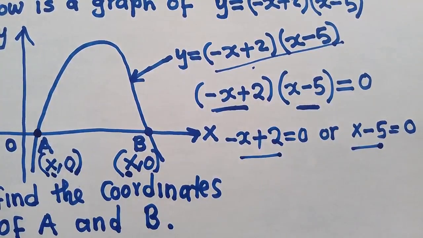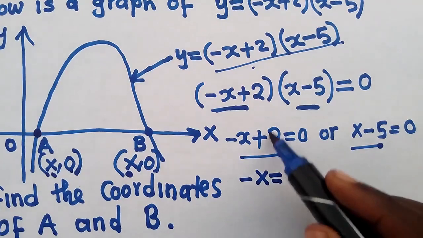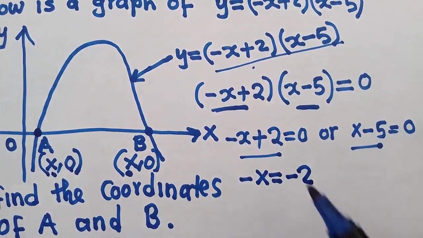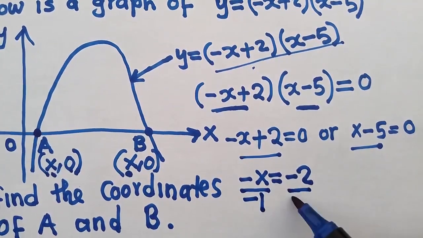So this is what I'm doing, and this is what you are also supposed to do. So you say this is negative x, which is equal to, so when this one goes outside, we're going to have negative 2. We're going to have 0 minus 2, which is equal to negative 2. I divide both sides by negative 1.